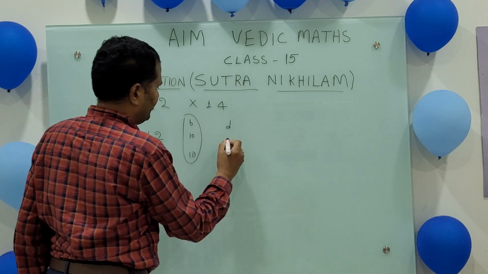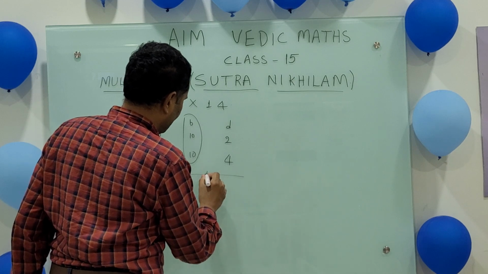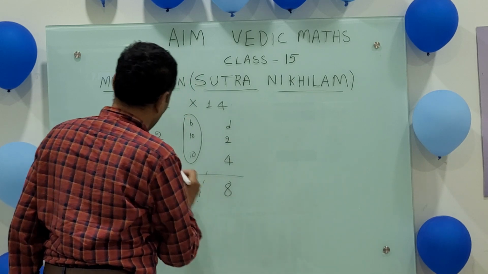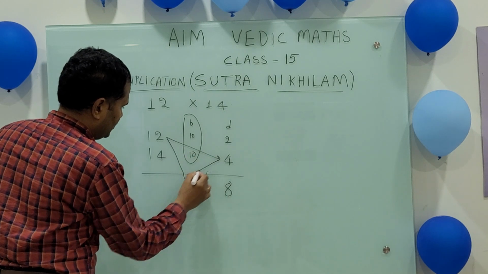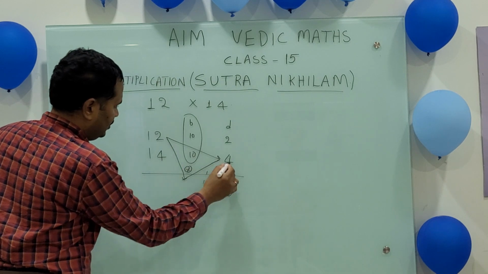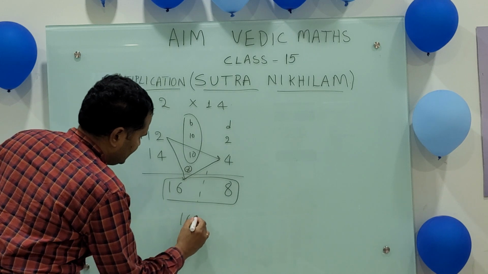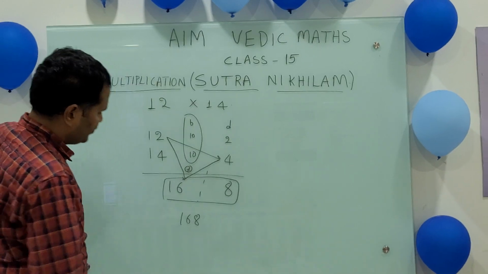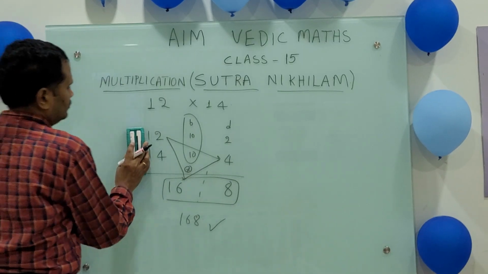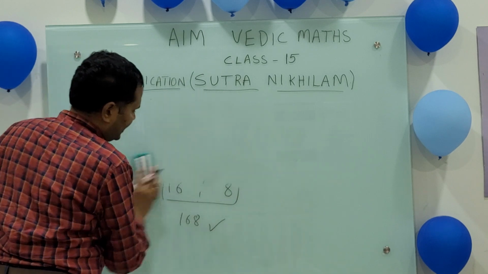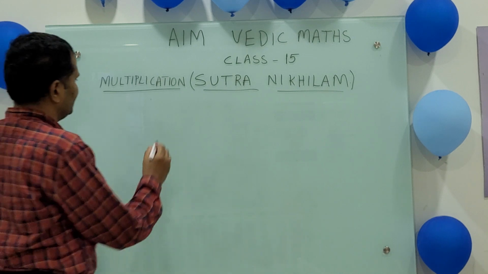So the deviation is, for 12 the deviation is 2, for 14 the deviation is 4. So the right hand part is 2 into 4, which is 8. Now here 12 and 4, you can add these two and get the left hand number. The summation of 12 and 4 is 16. So the product is 168. Whether it's right or wrong? Yeah, it is right. Answer 168. Now similarly, let's take one more example to understand in a better way. Let's take 98 multiplied with 97.